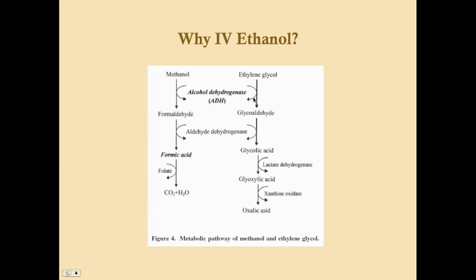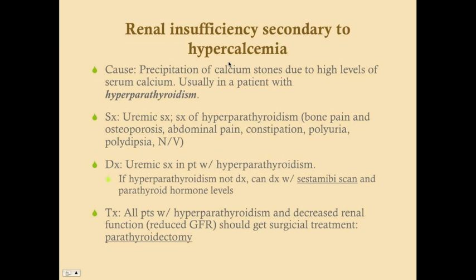Renal insufficiency secondary to hypercalcemia. The cause here is going to be precipitation of calcium stones, and that's simply due to a high level of serum calcium. And what's our most common reason to have high serum calcium? It's going to be because you have hyperparathyroidism. So like all renal insufficiencies, you're going to have presenting uremic symptoms, and in hypercalcemia with uremic symptoms, you'll usually have symptoms of hyperparathyroidism.